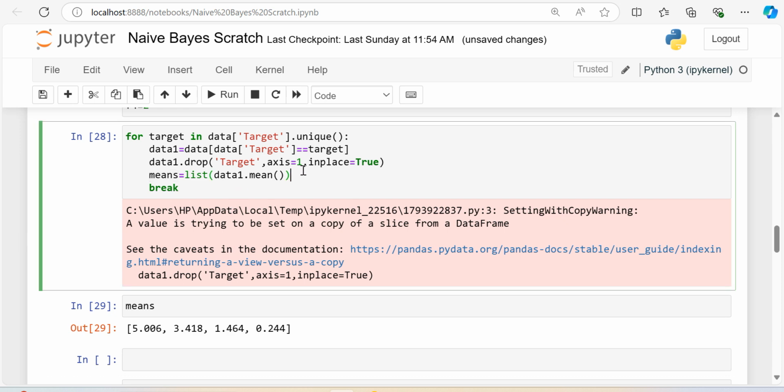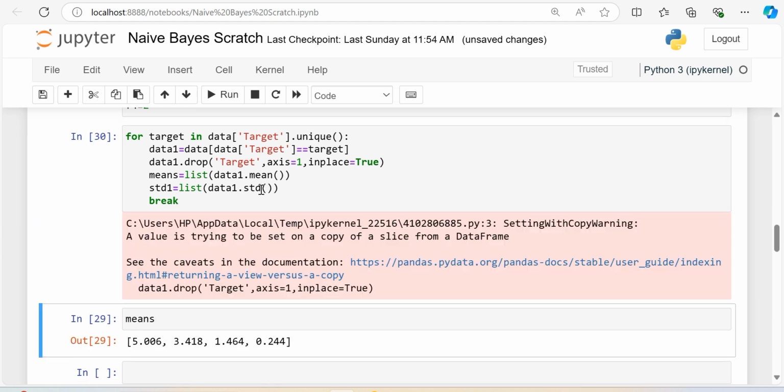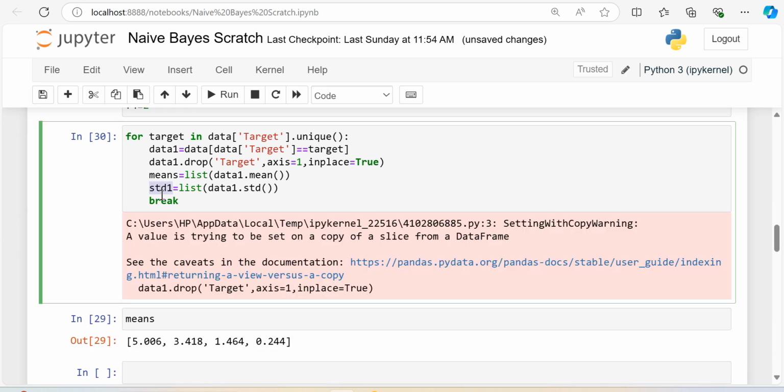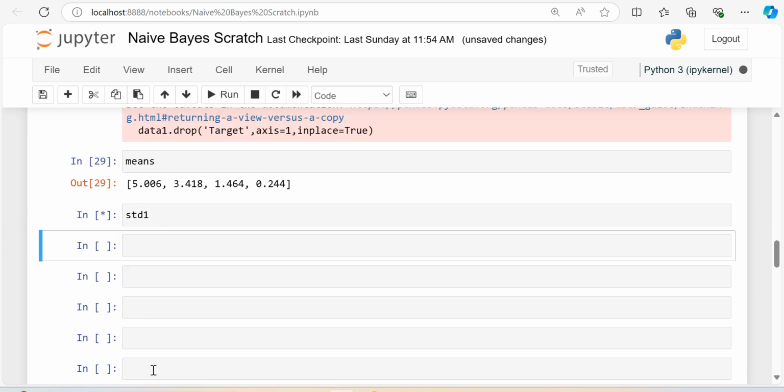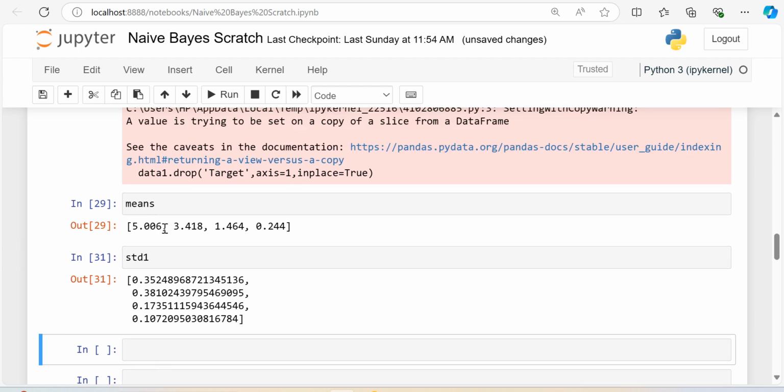Similarly, if we want to calculate sigma, it is just the standard deviation. So I'm writing here st1 dot. So we have this. Okay, here you can see we have the mean and standard deviation values.